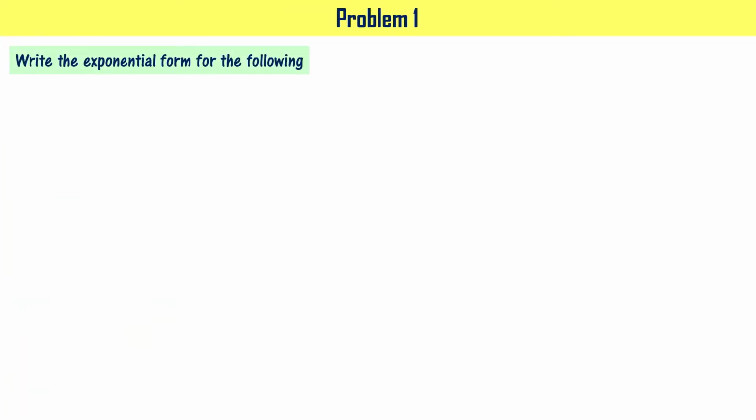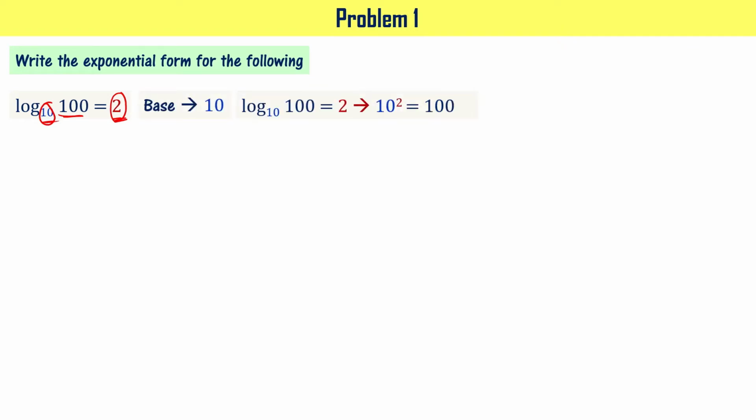Now let's look at a problem. Write the exponential form for the following. Log of 100 to the base 10 is equal to 2. Here base is 10. Please note this. And the resultant of the logarithmic operation on 100 is 2, right? That's why we are going to write it as 10 square equal to 100. Got it? 10 is the base and the resultant is going to be the exponent here.